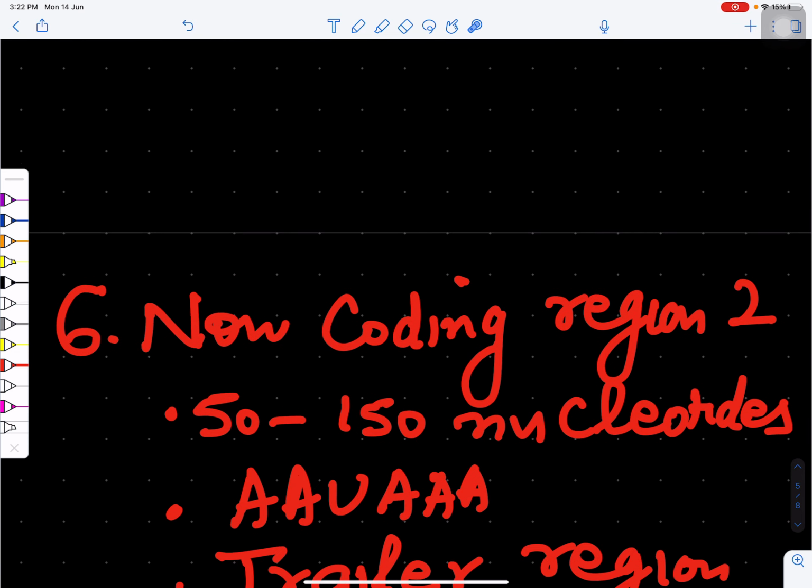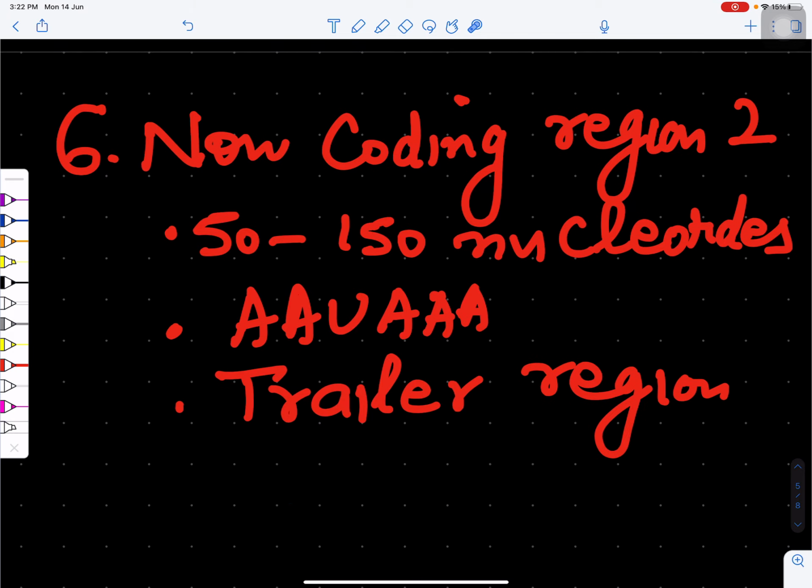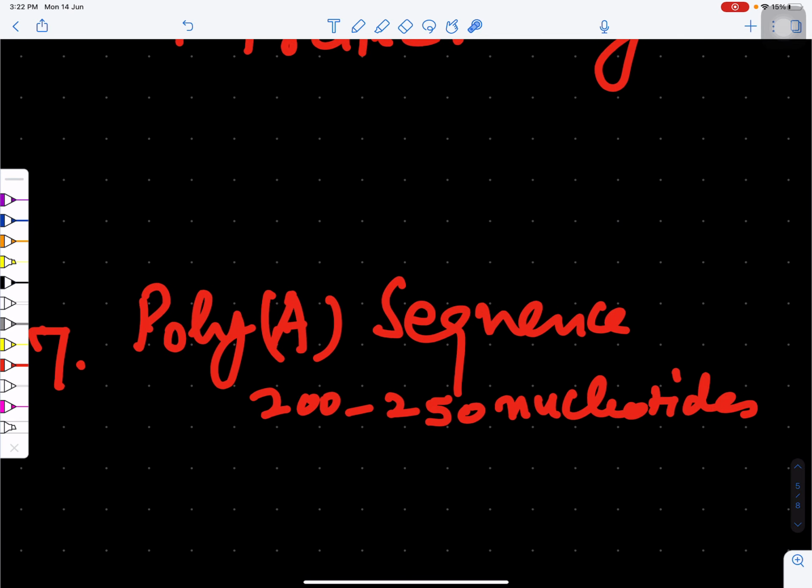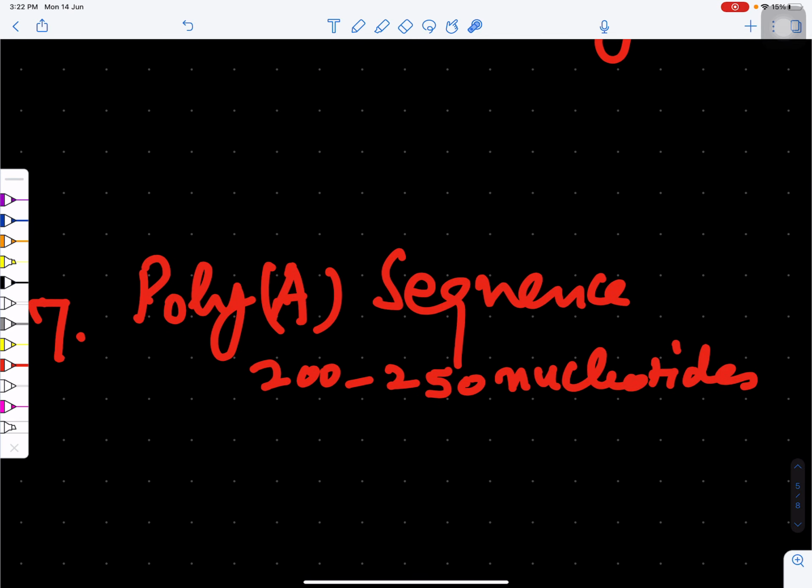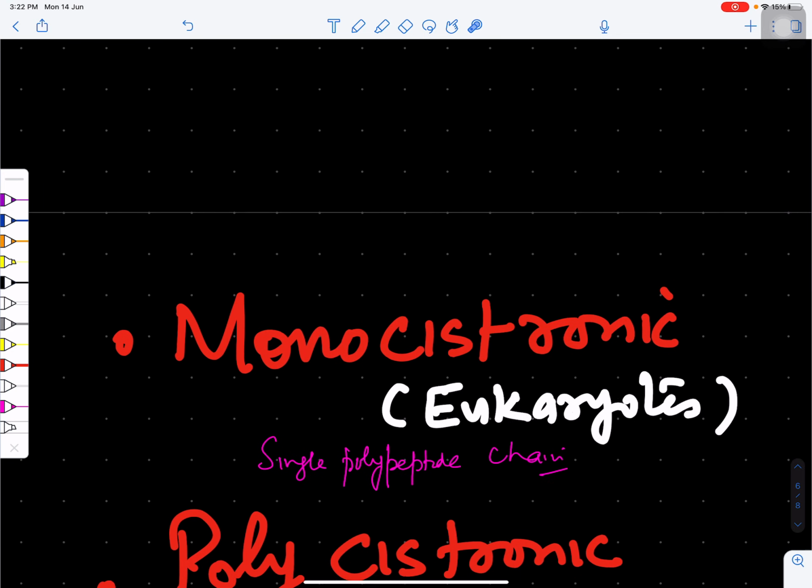Now next is non-coding region 2. This is made up of 50 to 150 nucleotides. This is made up of the AAU, AAA sequence. This is also called the trailer region. Now at the end of the messenger RNA is the poly A sequence. This is made up of 2 to 250 nucleotides. Sometimes this may be made up of fewer nucleotides. So the cap and tail protect the messenger RNA from the action of the enzymes, and they also help in binding of the messenger RNA to the ribosomes during protein synthesis.